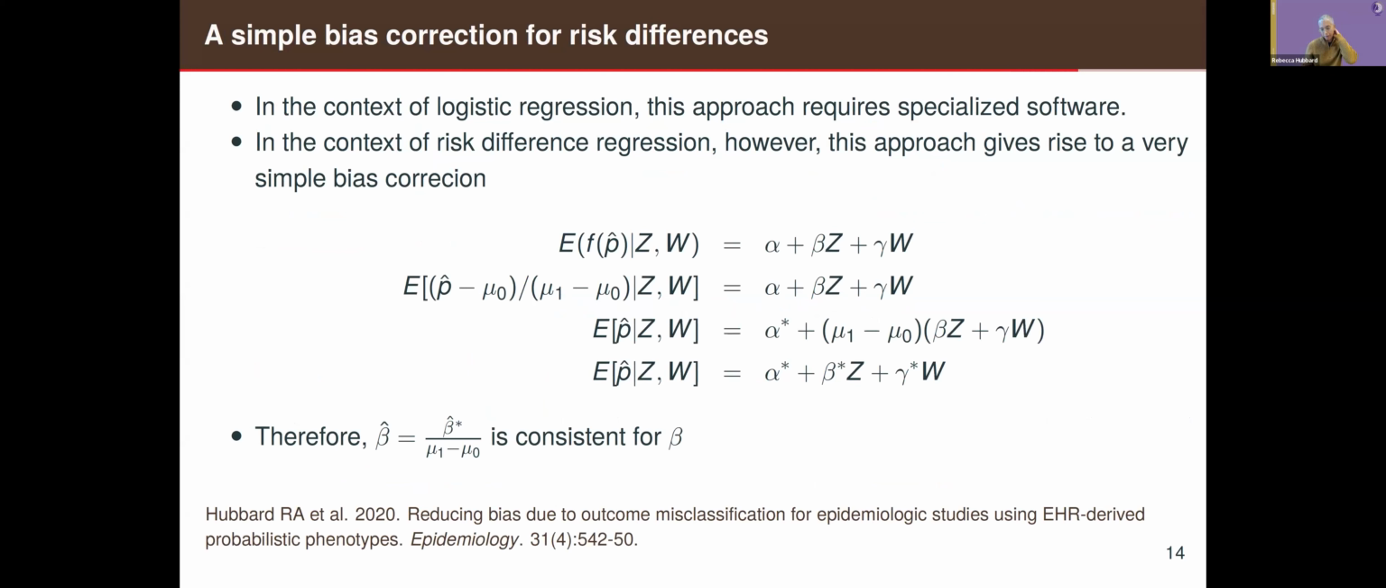That estimation is a little bit complicated to do in the context of logistic regression. For instance, if you try to plug that f of p hat into a logistic regression in R, you're going to get an error because you don't have a binary outcome. But in the context of risk difference regression, where we're just doing a linear regression, it's very straightforward to make this correction. We can just substitute in f of p hat and solve everything to get the expectation of p hat by itself on the left-hand side of the equation. And we see that there's a very simple correction that we can make to our regression coefficients to remove the bias that's due to using the imperfect outcome. That's super simple because it's in the linear regression context.